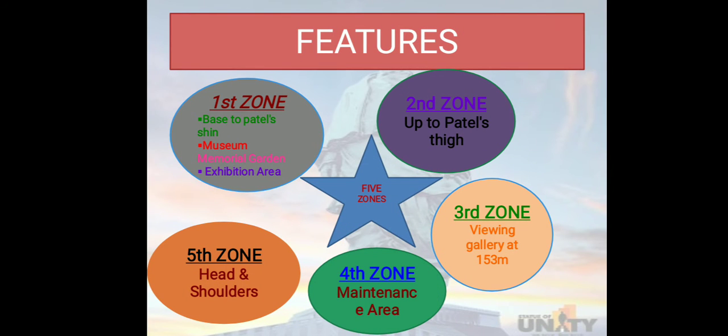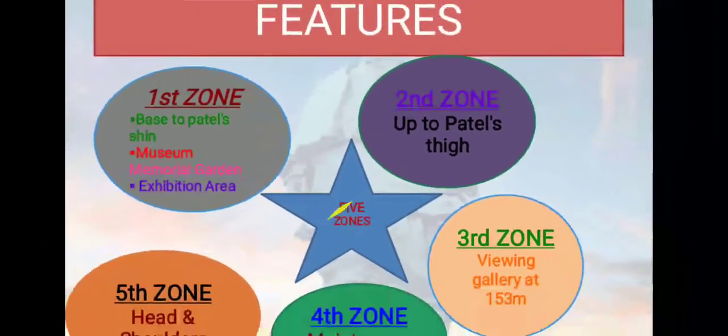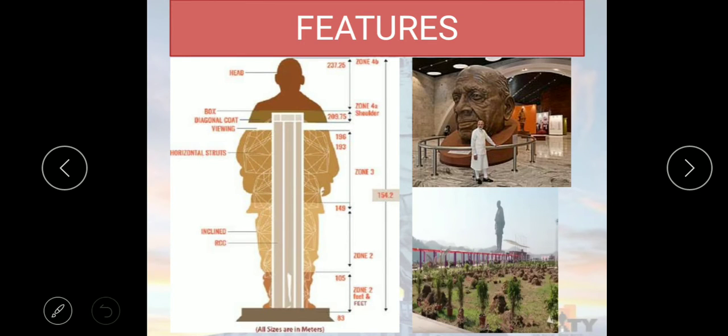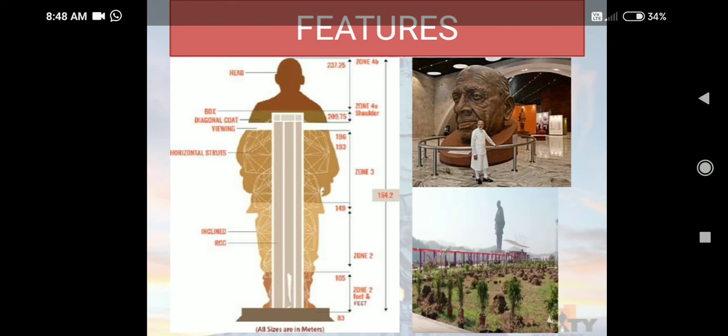The statue and its surroundings are classified into 5 zones and numbered from 1 to 5, each zone having its own identity. In this, we can see that from the base to the knee is considered the first zone, from the knee to the thigh the second, from the thigh to the belly the third, from the belly to the shoulders the fourth, and the remaining head the fifth. Like this, they have classified the statue into 5 zones.